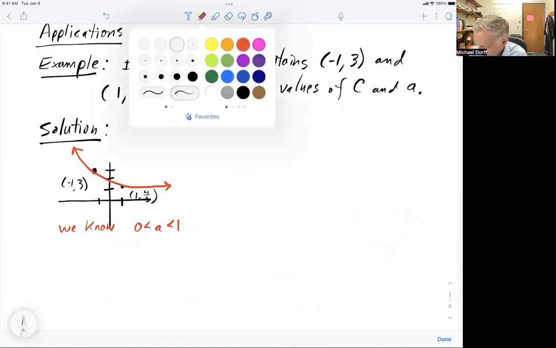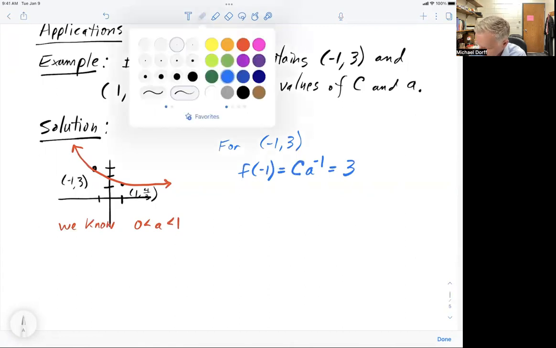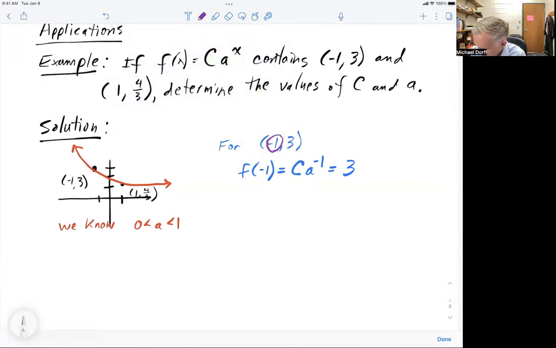So how do I go ahead and solve this problem? Well, I'm just going to take the points and plug them into the equation. So for the point (-1, 3), I'm going to use f(-1) = C A^(-1), and that's supposed to all equal 3. I put the negative 1 in for x in those two places, and that all has to equal 3.